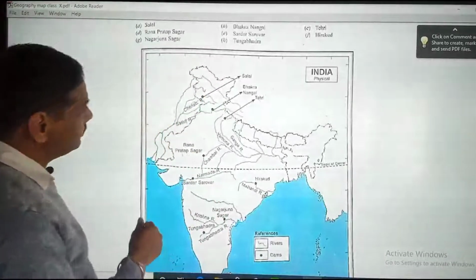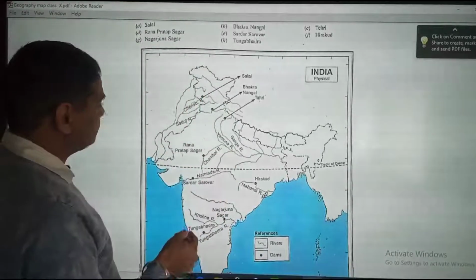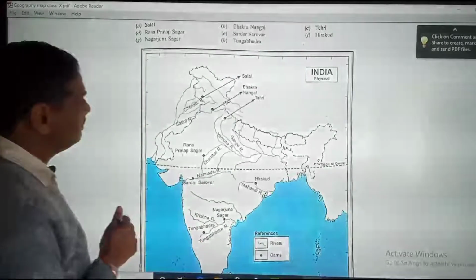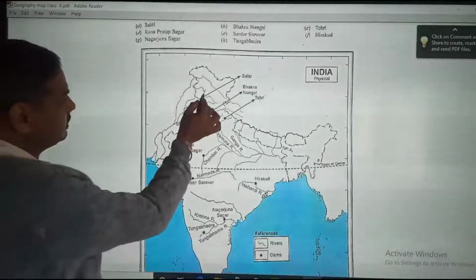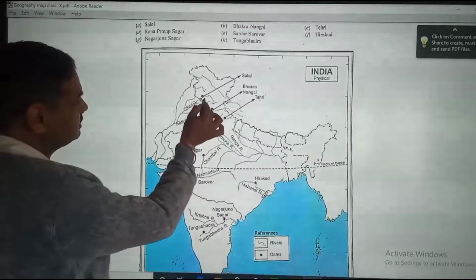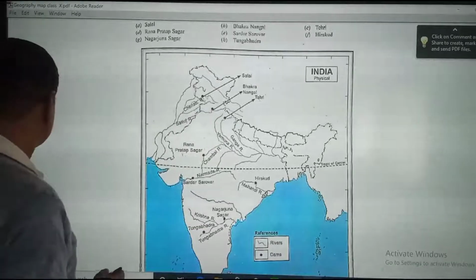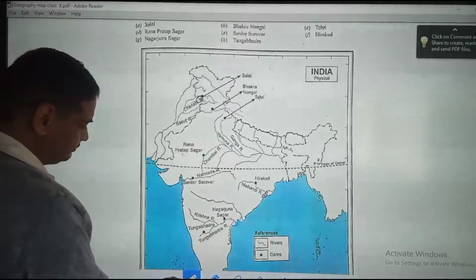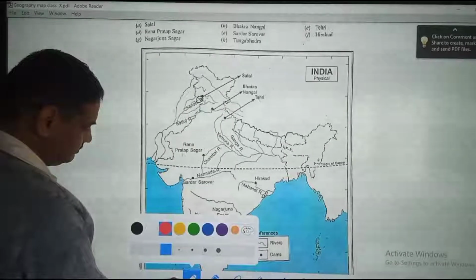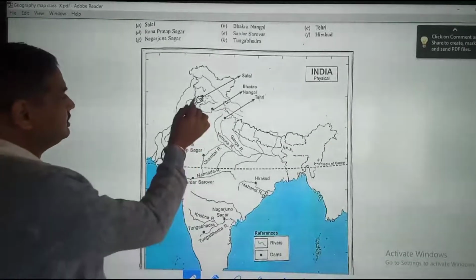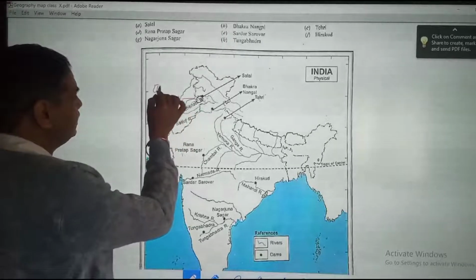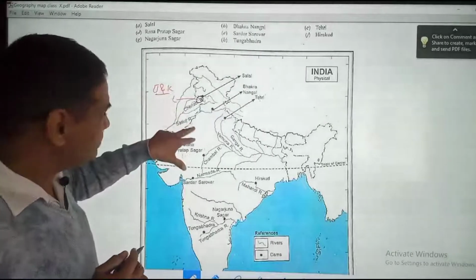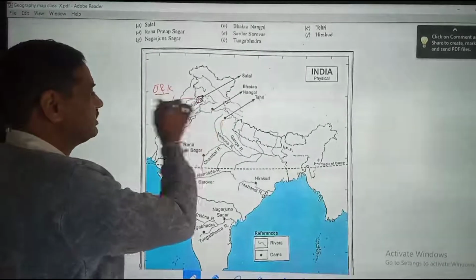First of all we will discuss the major dams and on which river these dams have been constructed. We will move from the northern side. You can see that this dam is the Salal Dam. Which dam is this? This dam is Salal Dam. Salal Dam is in which state? J and K. Now it is a union territory. Earlier it used to be a state. So Salal Dam is on Jhelum River.